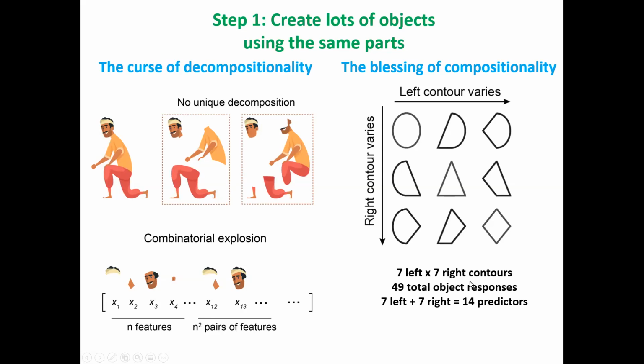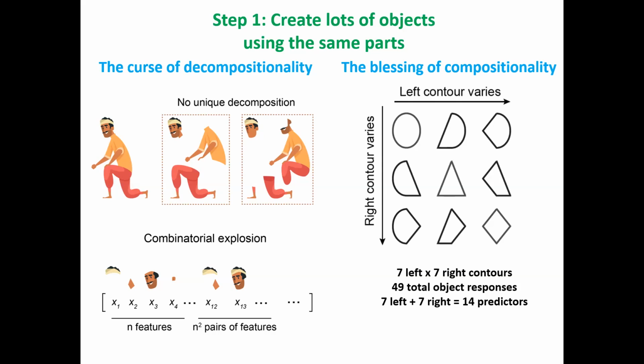These could be any two contours, it doesn't matter what they are, but the termination point should be the same, because then there's no new features created when you join them. Okay. Now, if you take 7 left and 7 right contours, you'll get 49 total object responses. And these 49 total object responses need now to be explained only by 7 left predictors and 7 right predictors. So only 14 predictors are in there.